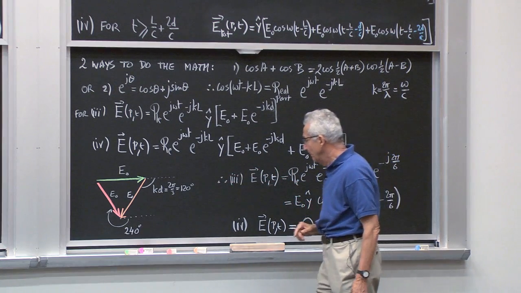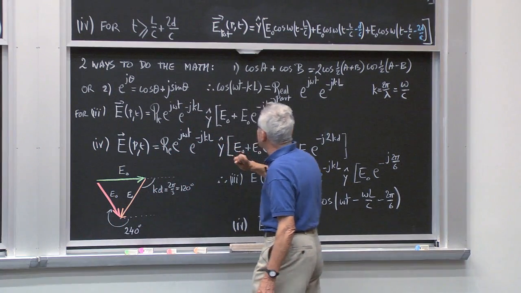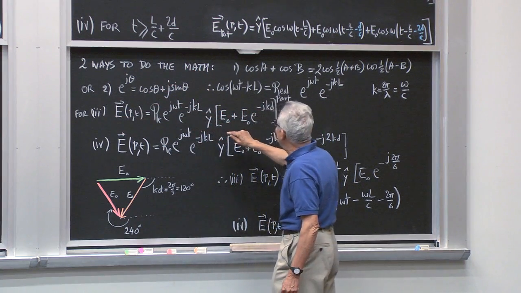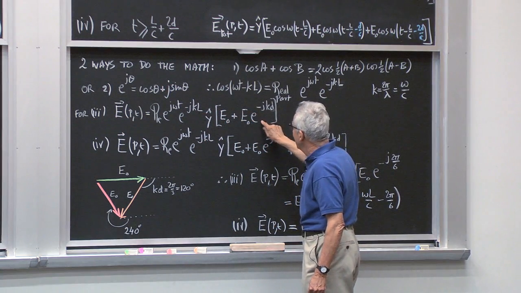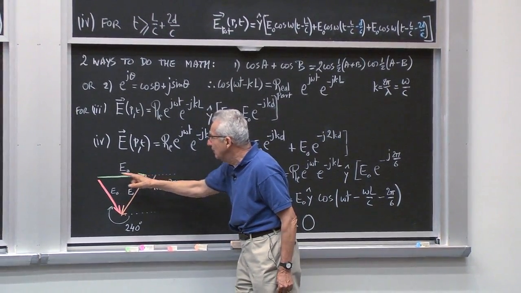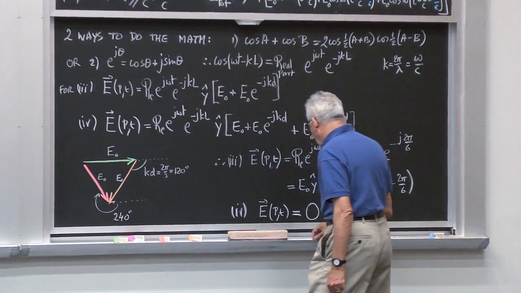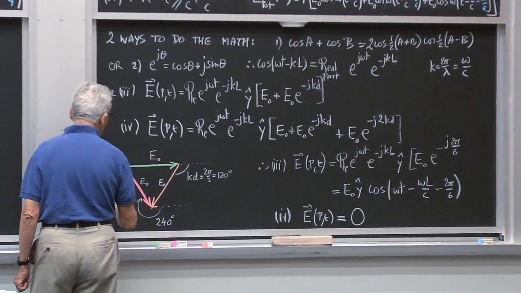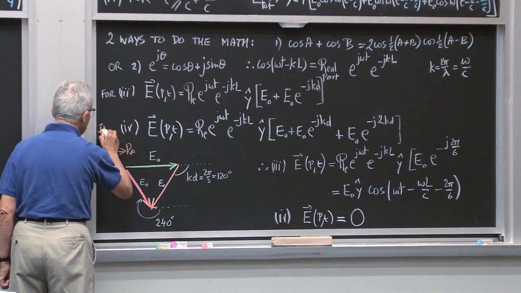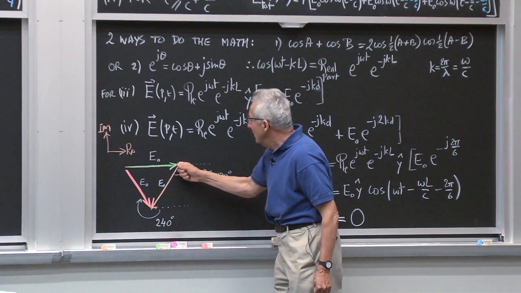So for example, here, let's take the third case, where I'm adding these two vectors. This has only a real part, so it's E0. That's a vector of length E0 along the real axis. I'm reminding you that on an Argand diagram, this direction is the real axis, and this is the imaginary axis. Okay? With that, this E0 is only real.